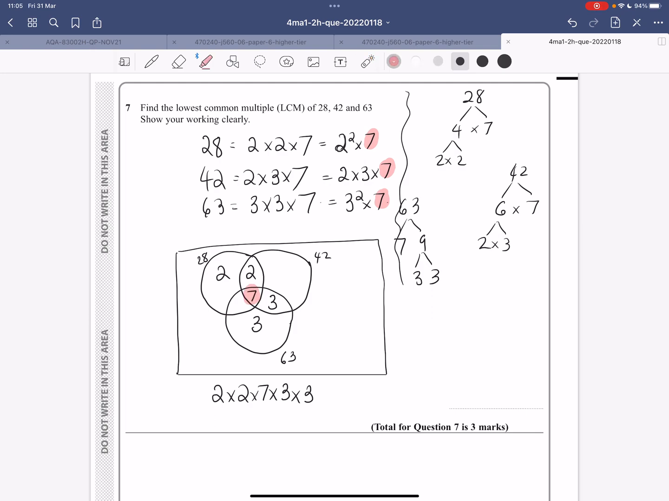Okay, and then you look at these gaps here. So that's the remaining overlap between 28 and 42. So that's a 2, etc. Multiply these together. So it's 4 times 7 times 9. So it's 28 times 9. 9 8s are 72, 9 2s are 18, plus 7 is 25.